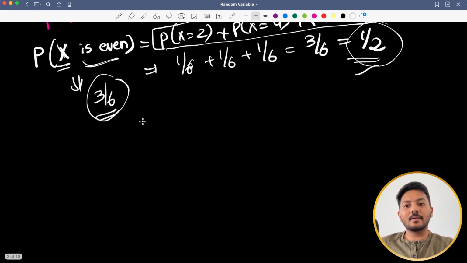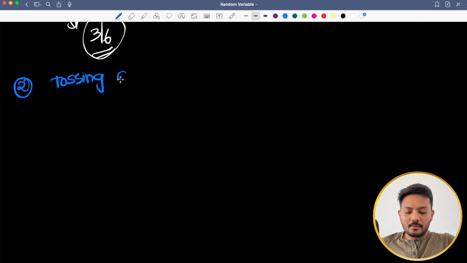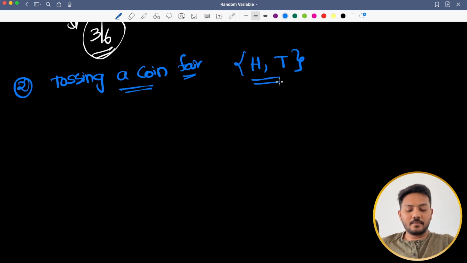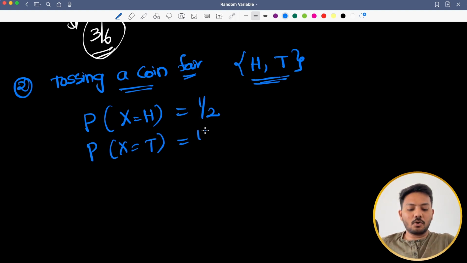Hopefully that is clear. And we can take one more example like tossing a coin. Whenever you toss a fair coin, you have a chance of getting either head or tail, right? So probability of x being head is 1 by 2 because total there are 2 events, and probability of x equal to tail is equal to 1 by 2.